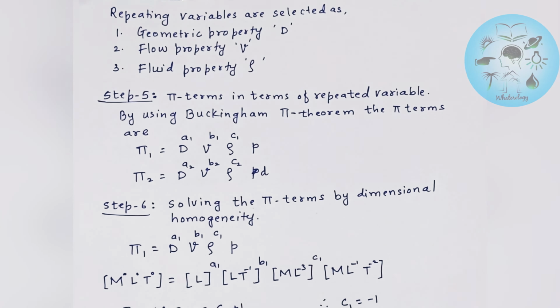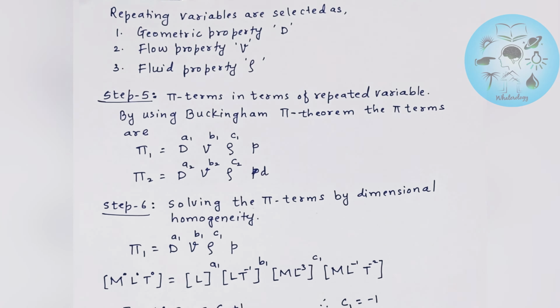Flow properties are the quantities which come into the picture when there is a flow. For example, velocity. When there is no flow, there will not be any velocity. Whenever there is a flow, only then does velocity come. So flow properties are those which come into the picture when there is existence of flow. Velocity is available in our problem statement, so V comes as the second, the flow property.